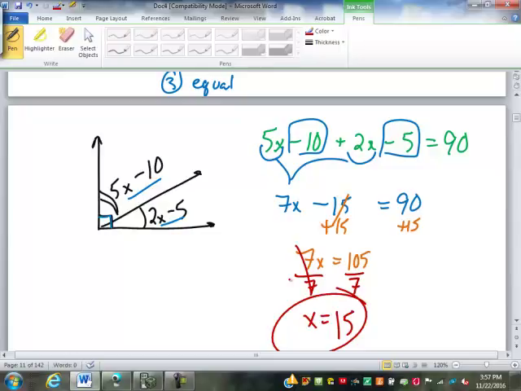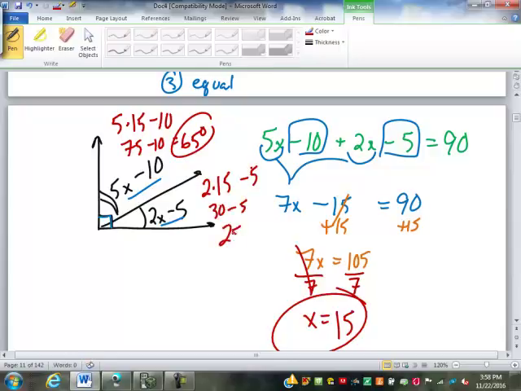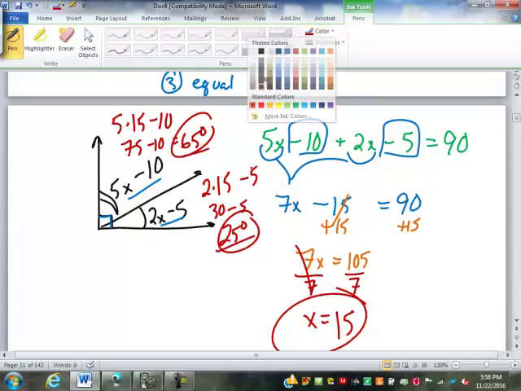Now, if we asked what x is, we'd be done there. But what if instead of asking for x, I asked you, what is each angle? We have to go back. This is 5 times 15 minus 10. So 5 times 15 is 75. Minus 10 is 65 degrees. This is 2 times x. That'll be 2 times 15 minus 5. 2 times 15 is 30. Minus 5 is 25 degrees. Does 25 and 65 add up to 90? It sure does.